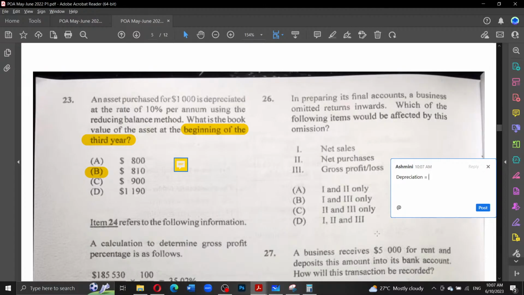equals, okay, so this $1,000 is going to be the principal, right? And you have 1 minus the rate. So the rate is basically 10% upon 100% in this case, right? And raise the power of the number of years. So you can use this formula here and find the depreciation, if you remember it. If not, you use the longer method.